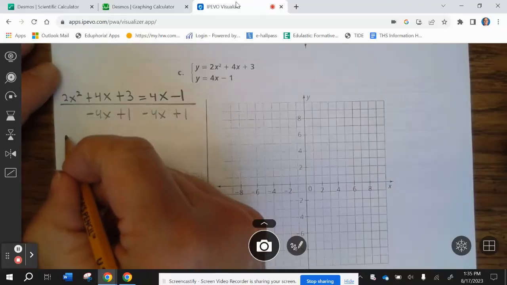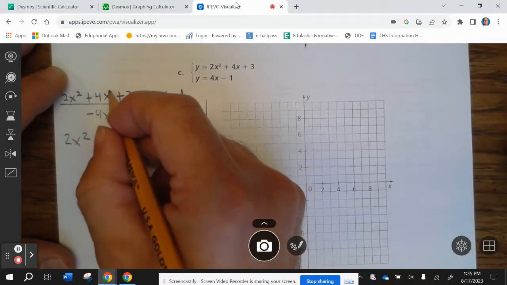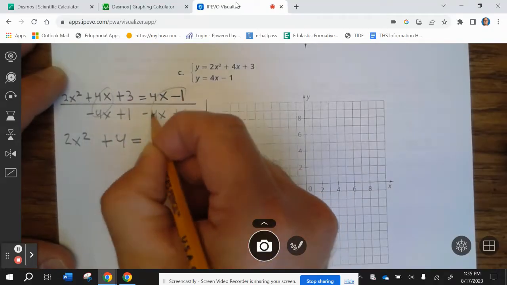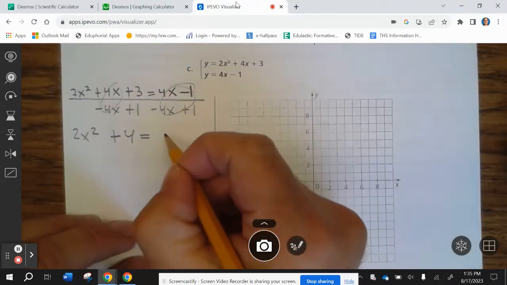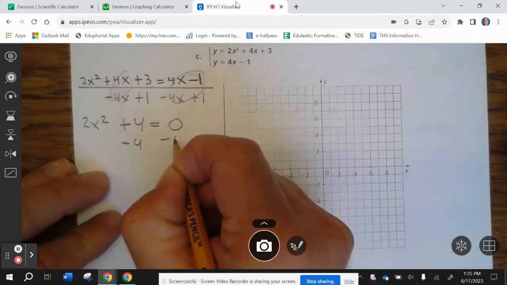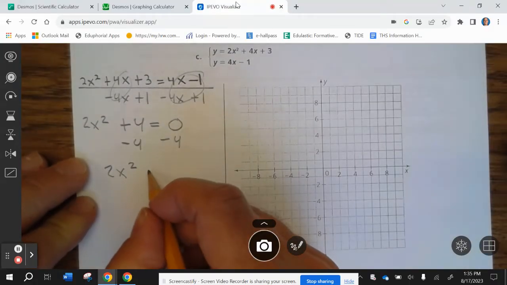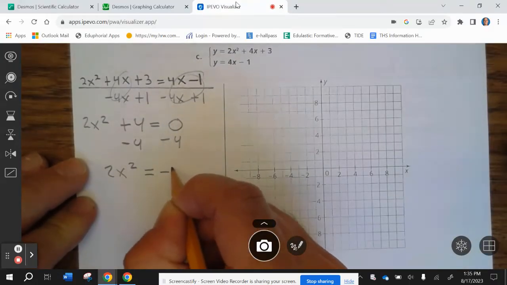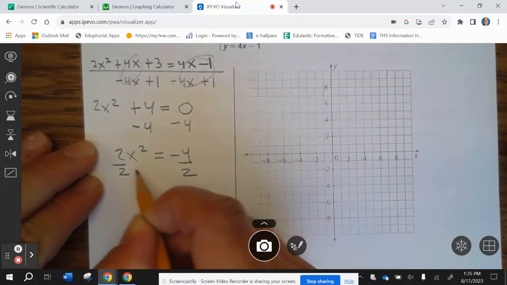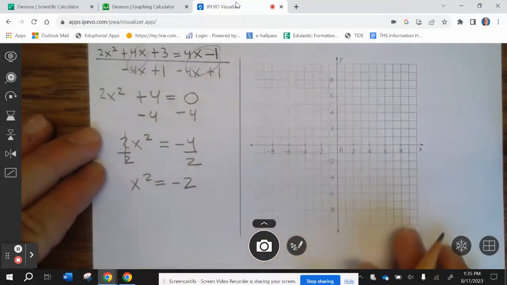Okay. So you have 2x squared plus, 3 plus 1 is plus 4, equals 0. Now we solve. So we subtract 4 from both sides. So you get 2x squared equals negative 4. Divide both sides by 2. You get x squared equals negative 2.